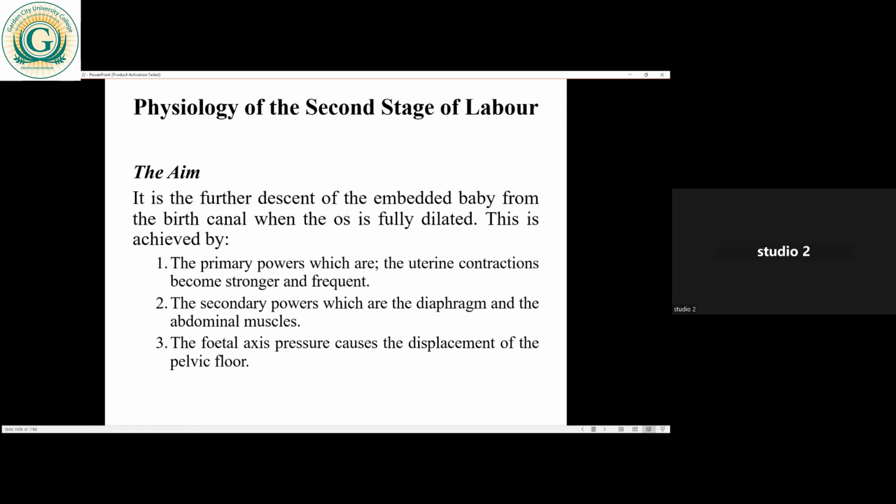I want to caution you that when the baby starts to come down, it is just coming just like that. So we have to help the mother to deliver this baby, with no obstruction on the way. So primary powers, secondary powers, and fetal axis pressure. All these things, you can see them in my lecture handouts. So there is a change.